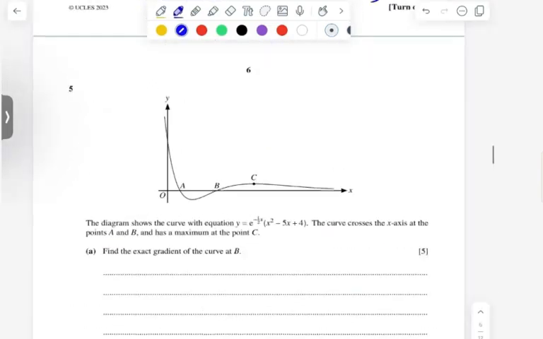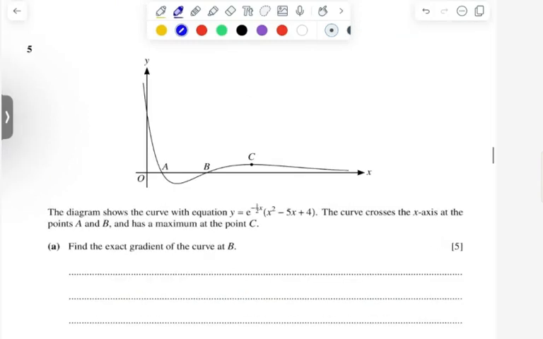Right, let's jump right into question 5. Here we have the diagram, which shows this curve. Immediately when I look at this, I can see product rule. We've got a quadratic and an exponential multiplied by each other. The curve crosses the x-axis at the points A and B, and it has a maximum point at C. Find the exact gradient of the curve at B.